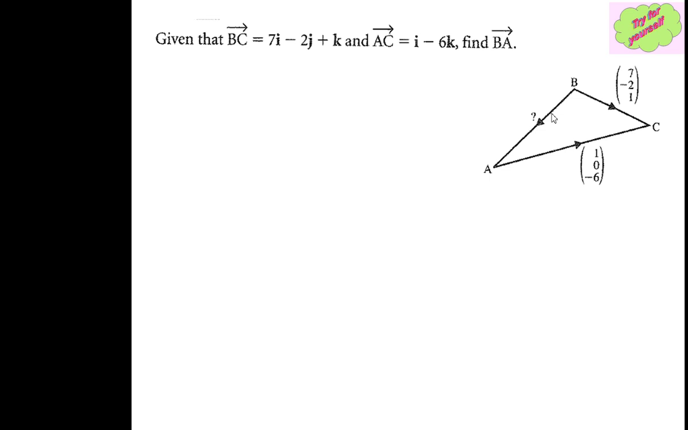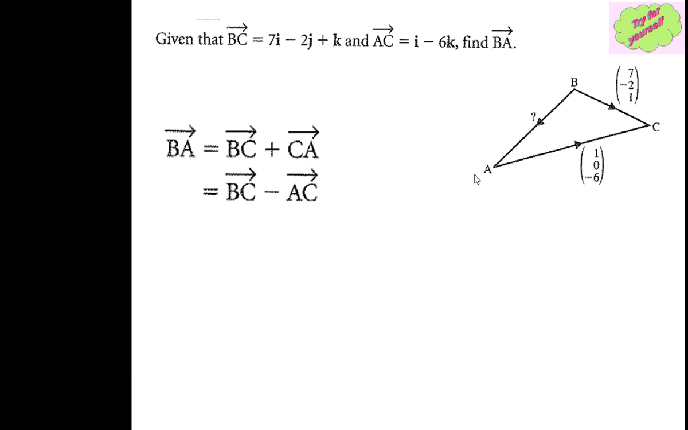BA is going this way. BA is going BC plus CA, or BA is equal to BC plus CA. Another thing you might want to think of is BC minus AC, because it's like saying the same thing. BC plus CA, but we know what AC is. So you could work out what CA is by negating these, making it minus 1, 0, plus 6, or you could subtract AC, it doesn't matter.